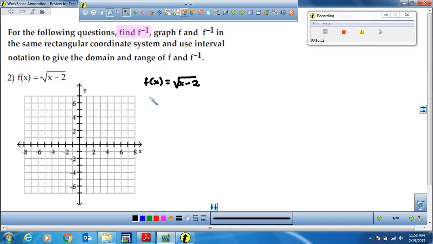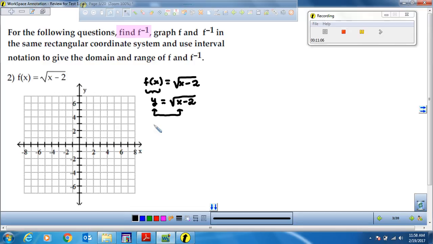So we're going to, first of all, do the inverse, and the steps are, we're going to change f of x to a y. That's step number 1 here. So y equals the square root of x minus 2. Then we are going to interchange the x and the y, so that gives me x equals the square root of y minus 2. And then we have to solve for y.